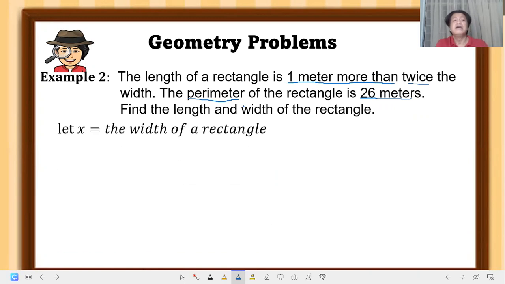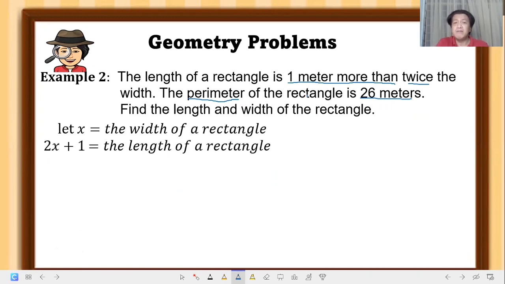Okay, let x is equal to the width of a rectangle. Represent natin, but how are we going to represent the length of a rectangle? Okay, so ibig sabihin yan, mag 2x plus 1 lang tayo. Remember, 1 meter more than twice. Yun yung ibig sabihin ng 2x plus 1.